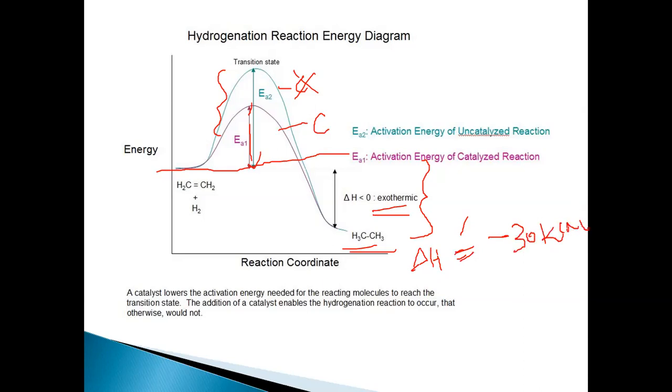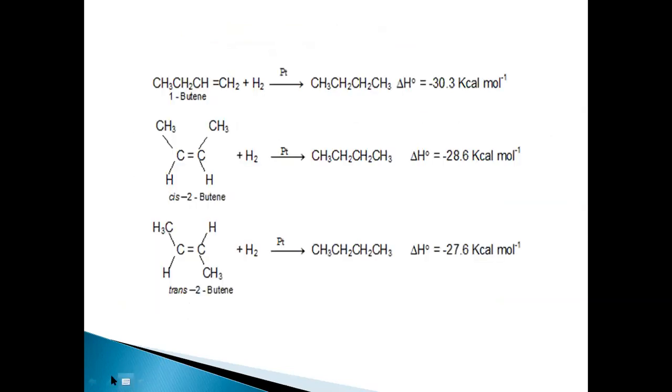Because the energy is being released, there is a minus sign here. So depending upon these heat of hydrogenation values, we can arrive at the stability of the alkenes. Let's see how the stability can be determined depending upon these heat of hydrogenation values.